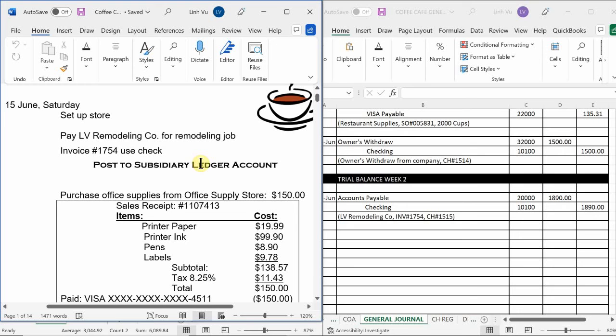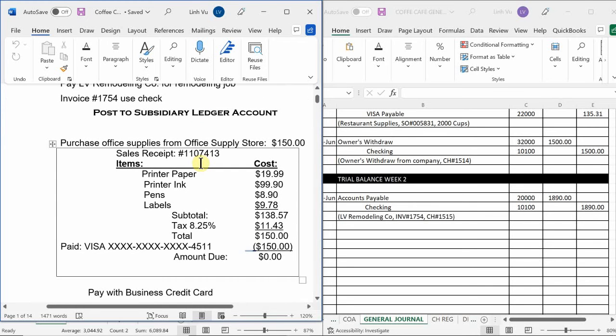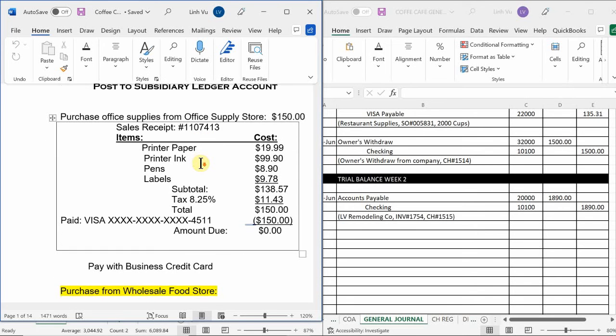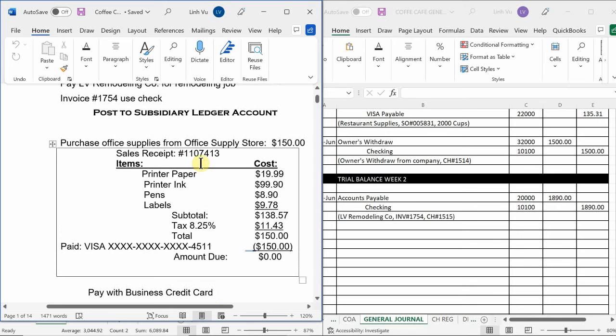So now we decided to purchase some office supplies from an office supply store. This is what we purchased: some printer paper, some printer ink, some pens, and some labels. Here it said that we paid with the business credit card. All right, so here's the receipt. So what do we do with this receipt?